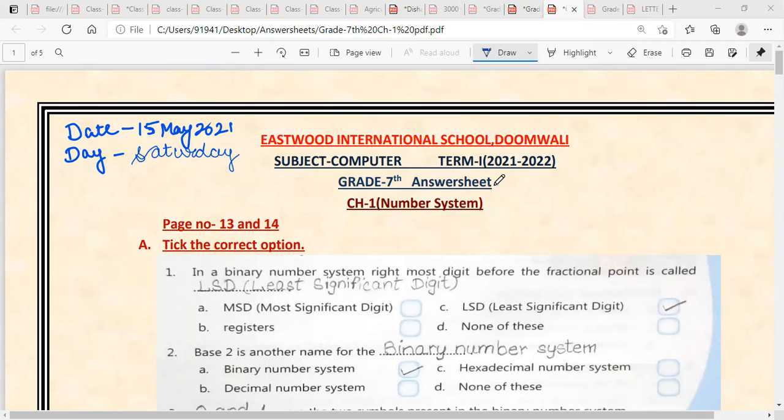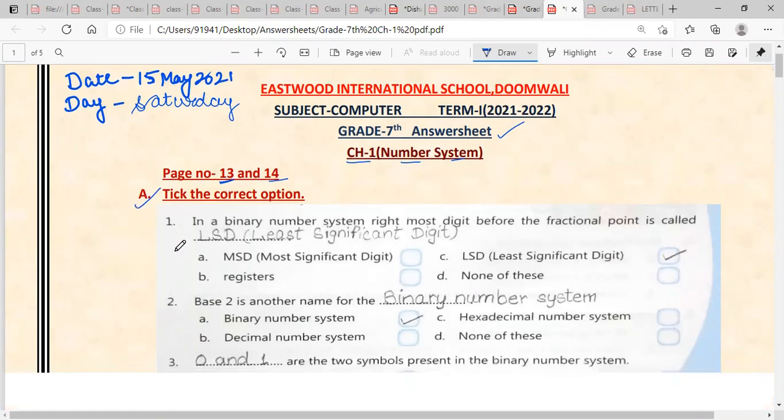Today, we will do an answer sheet of chapter number first, whose name is number system. Now look at the page number 13 and then 14. First part is take the correct option.